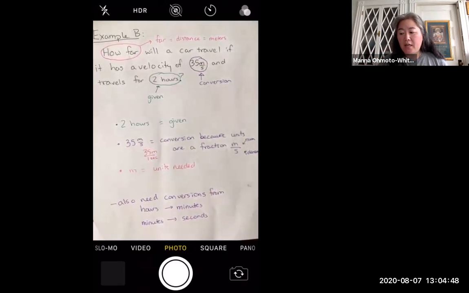So then I have to think ahead and say, how many conversions do I need? Well, I have the 35 meters per second, that's the first conversion. The second conversion, I need to get to seconds, right? So I need to cancel those out, so I need a conversion from minutes to seconds and a conversion from hours to minutes. So I need a total of 3 conversions.